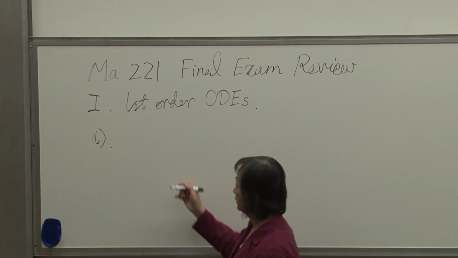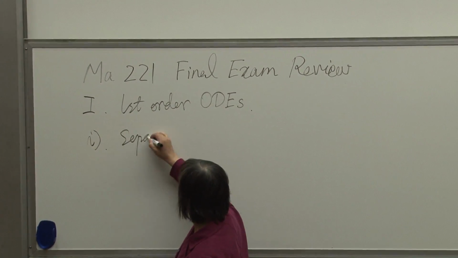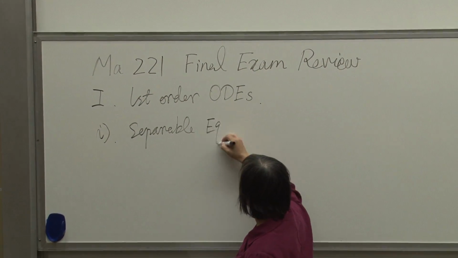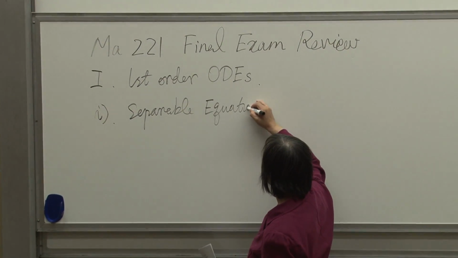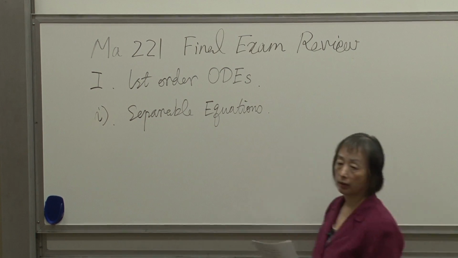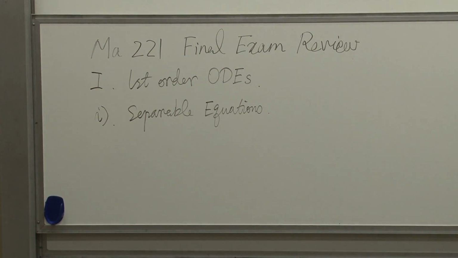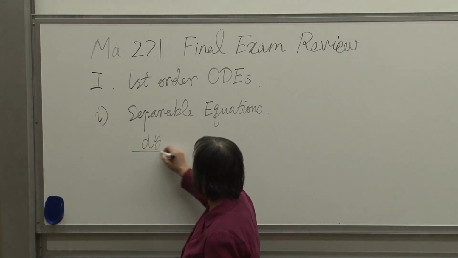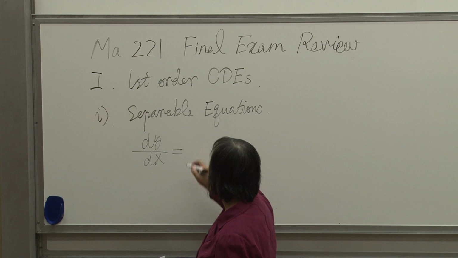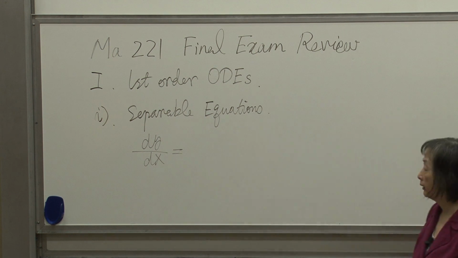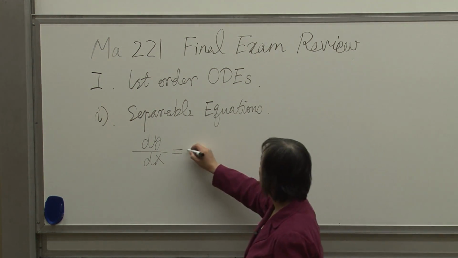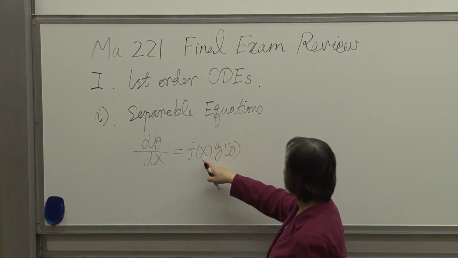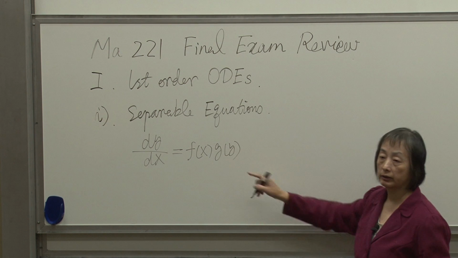We look at so-called separable equations first. What do we mean by a separable equation? It says the derivative of the unknown function y is a multiplication of two given functions. One is f of x, the other one is g of y.